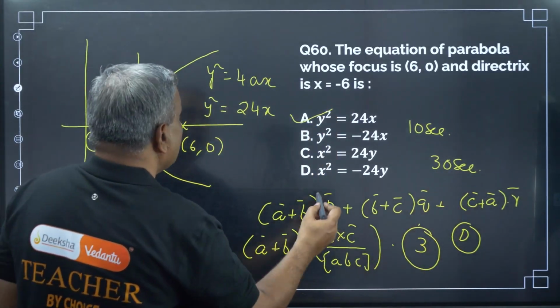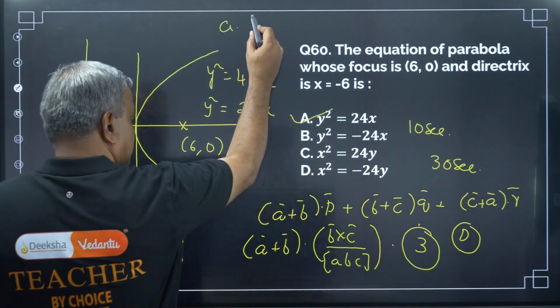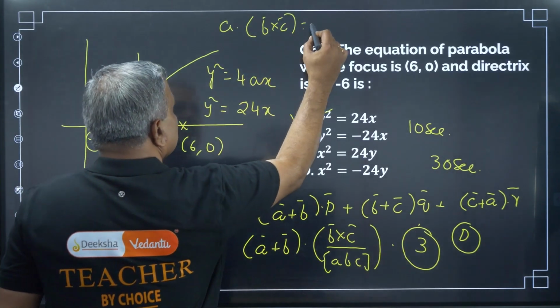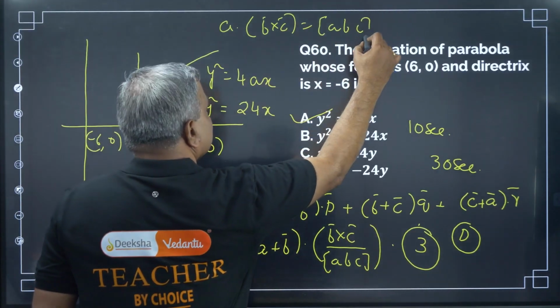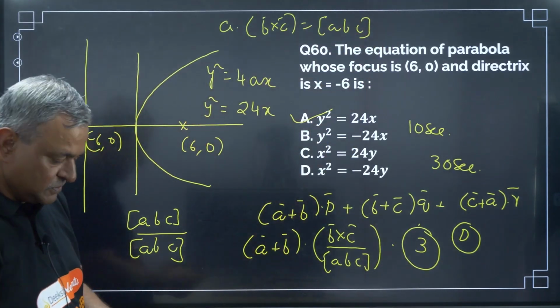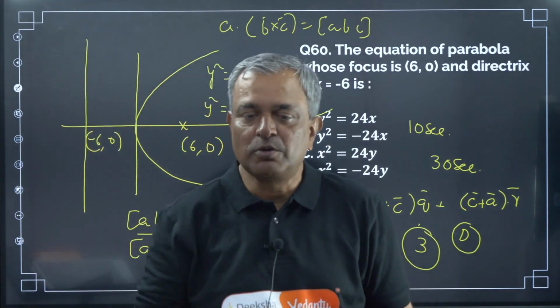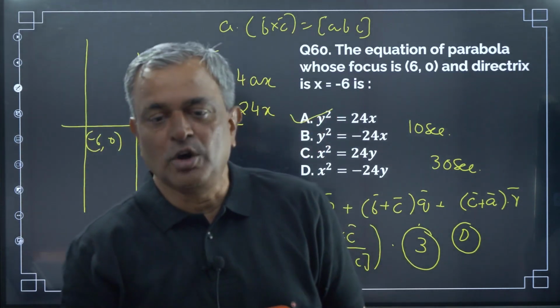Okay. So what is the concept used? A dot b cross c is equal to box ABC. So I hope you understood this one. Wherever you have a doubt, you can pause and check it also.